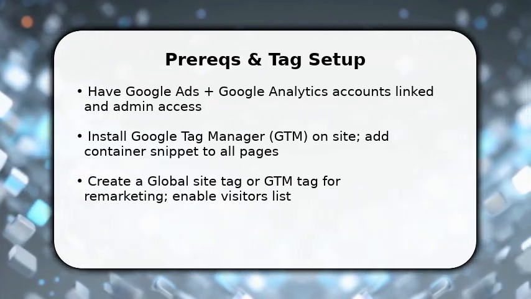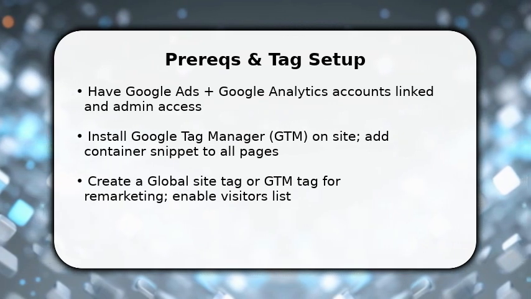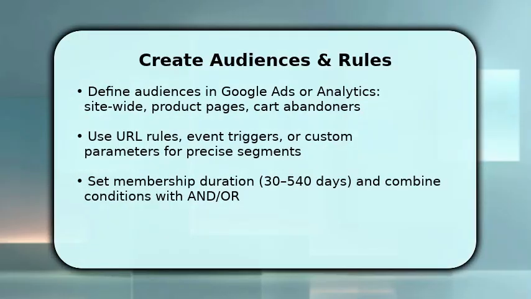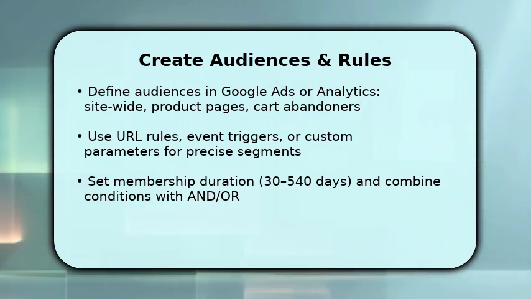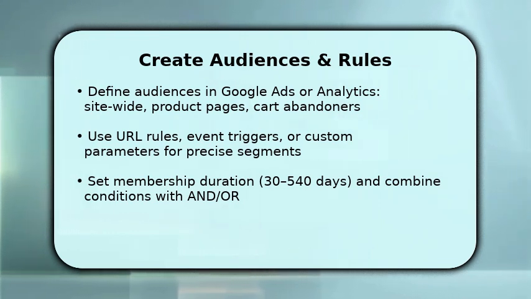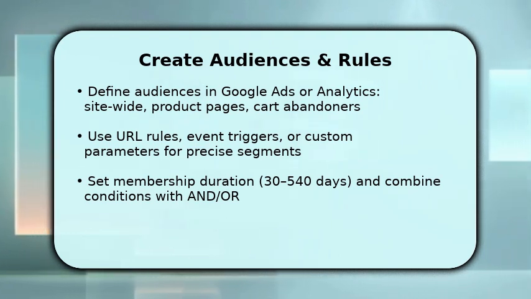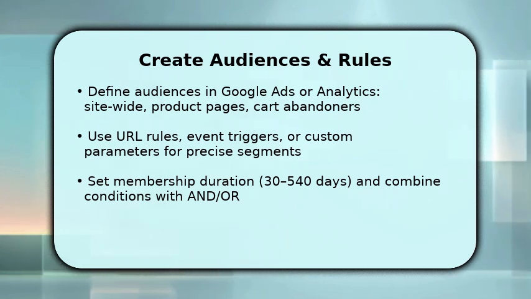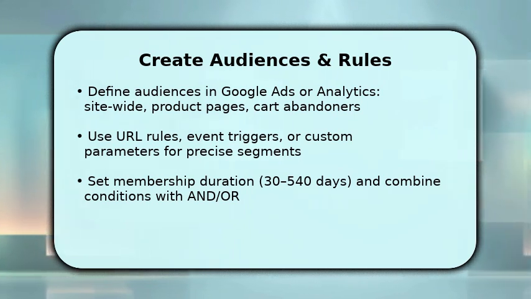Now you'll build the retargeting lists that drive ads. You can create audiences in Google Ads or import from Analytics. Choose site-wide users, product page viewers, or cart abandoners, and use URL contains, event, or parameter-based rules to target intent. Once the audience is defined, set membership duration, commonly 30 to 180 days depending on purchase cycle. Also combine conditions with and, or to refine size versus specificity.